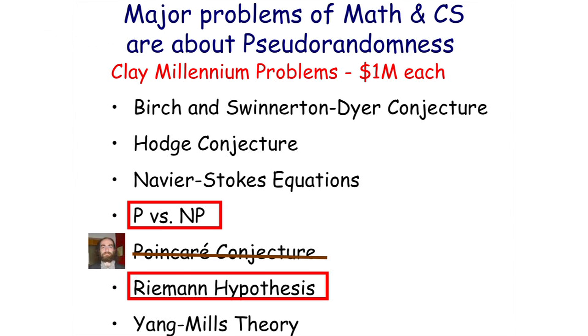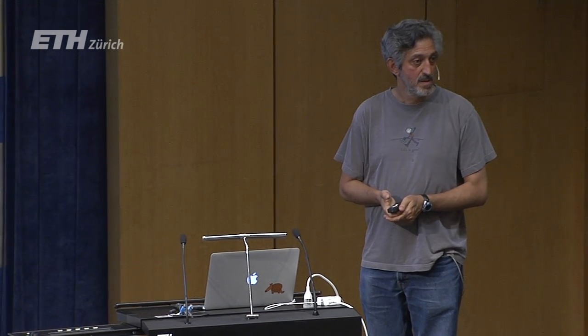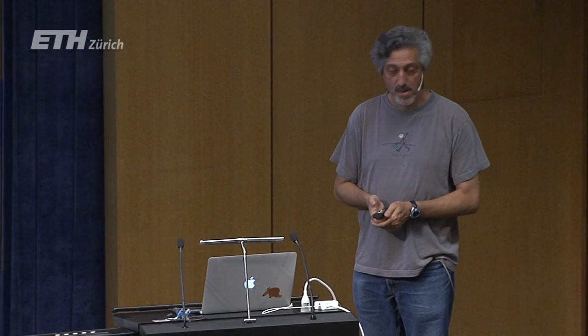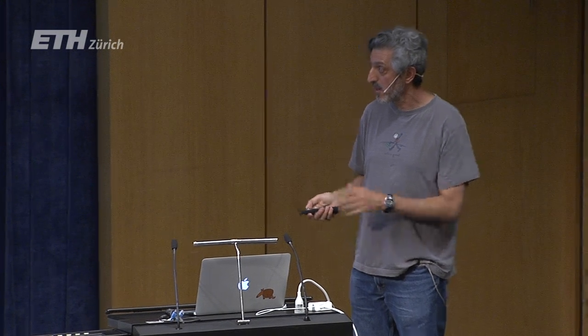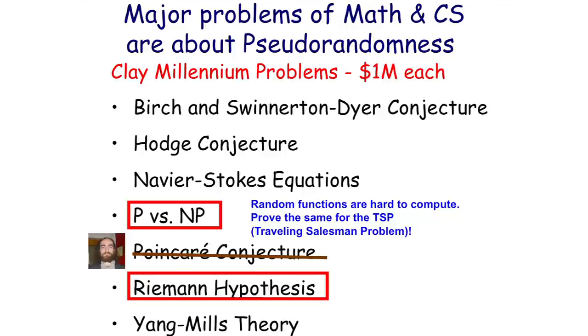So these two problems on the list, the P versus NP problem we talked about, and the Riemann hypothesis problem we did not talk about, are questions about pseudorandomness. So I want to explain this. Now about P versus NP, I will not really explain it, both because we talked about it and because it's a little longer to really get the details, but the highlight is the following.